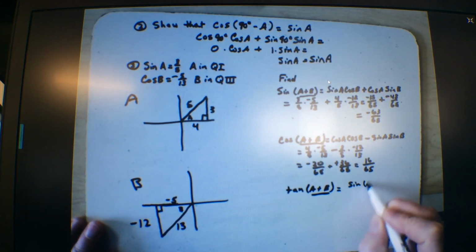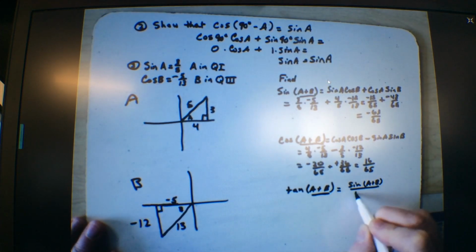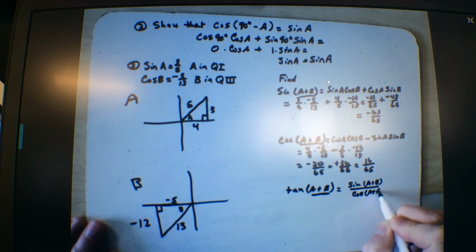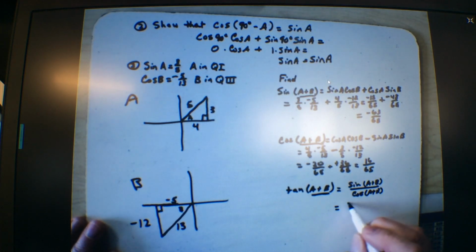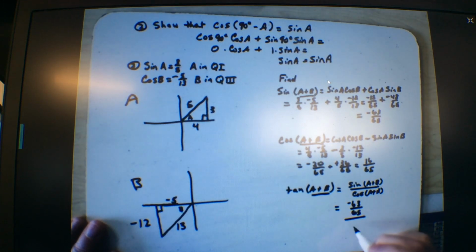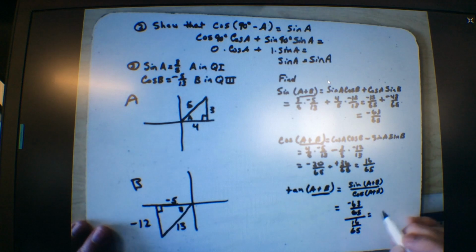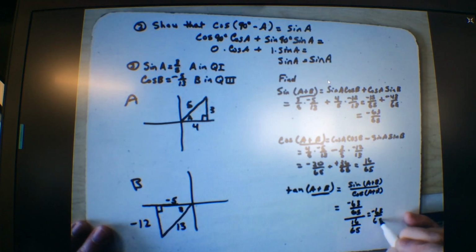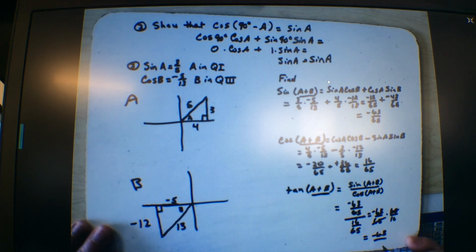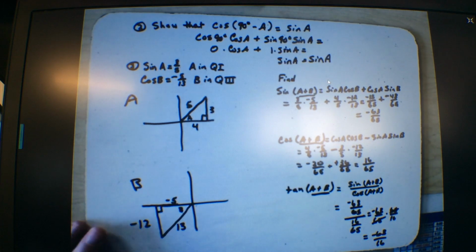But we can just take the sine of A plus B over the cosine of A plus B since we got both of them done, right? So the sine is a negative 63 over 65, and that's over the cosine, which is 16 over 65. So if we do it elementary style, we have 63 over 65 times 65 over 16. And the 65's cancel. And tangent is a negative 63 over 16. I can't read my writing. And then we didn't have to do all that, did we?